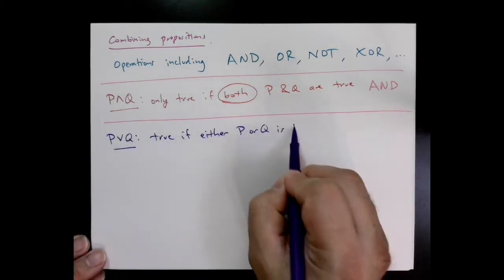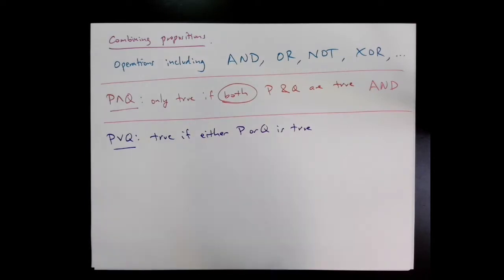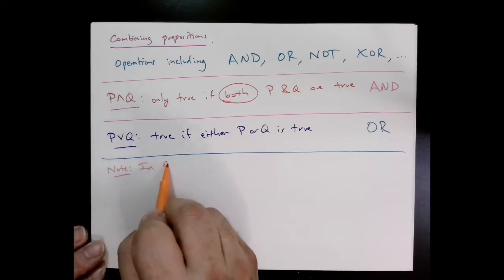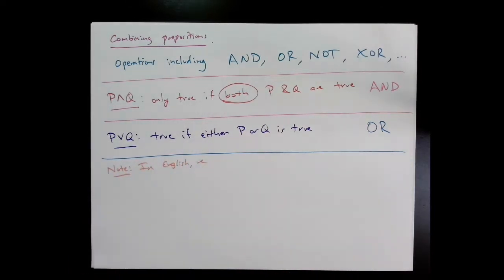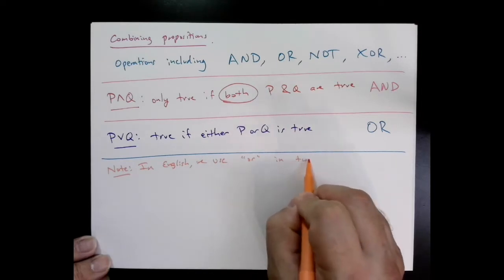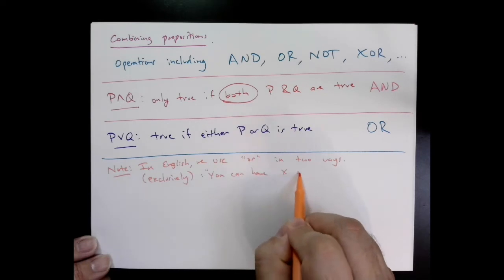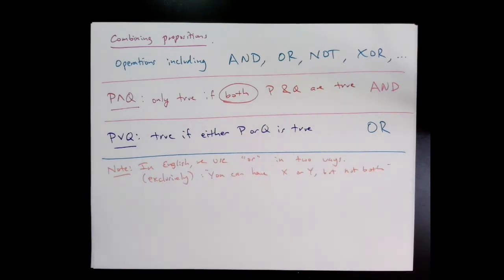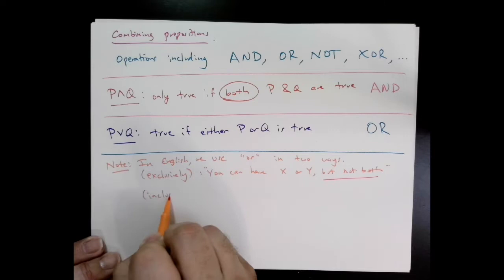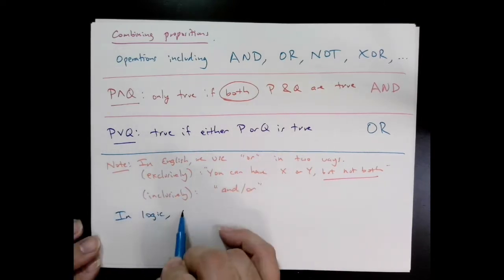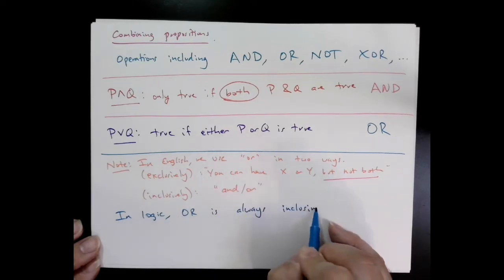Or of two propositions is a proposition that is true if either of the propositions are true. So P could be true, Q could be true, and they could both be true. Now I want to stress, in English there's a bit of ambiguity. We use the word or in two ways. Sometimes in English we use the word or exclusively. Like we might say you can have this or that, but you can't have both. That's an exclusive or. Sometimes we use the word inclusively, and if we want to stress in English that we're using it inclusively, we'll put like an and/or. But in logic and in mathematics, or is always chosen to be inclusive.